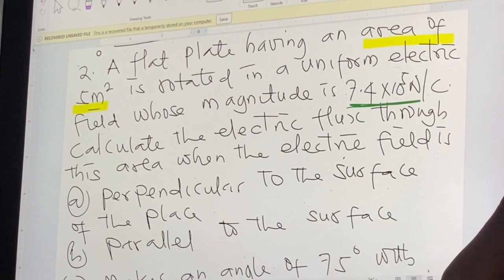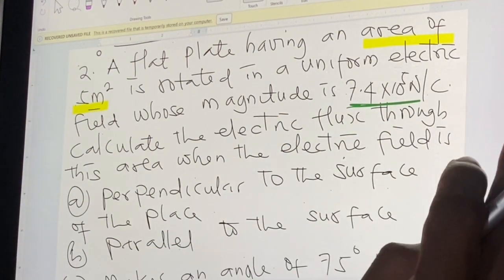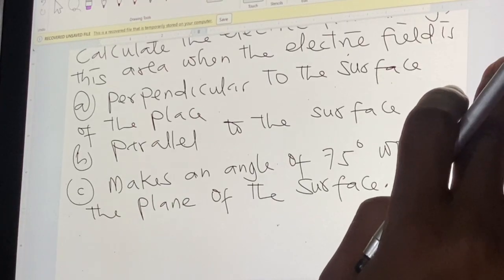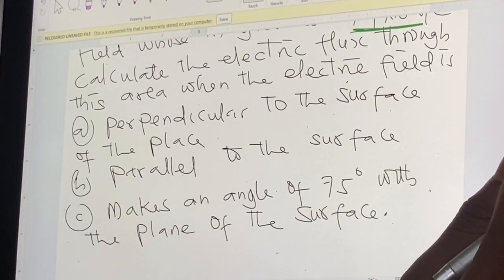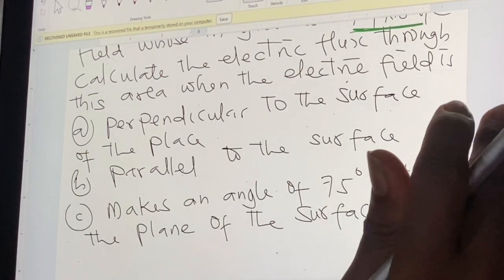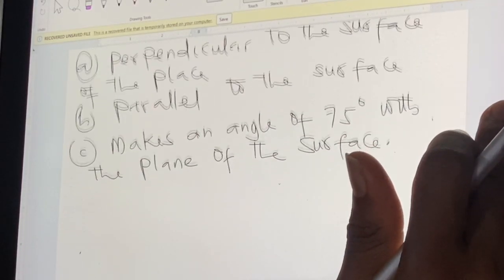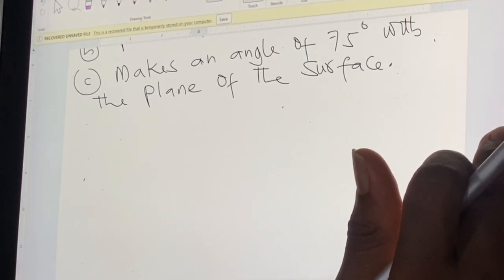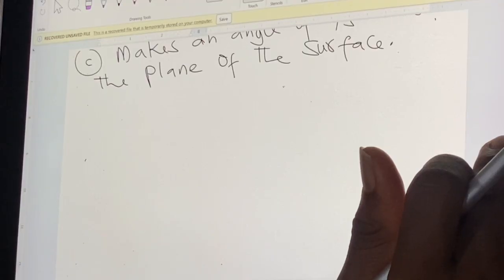Calculate the electric flux through this area when the electric field is A, perpendicular to the surface of the plane, B, parallel to the surface, C, makes an angle of 75 degrees with the plane of the surface. All right, they gave us a question and they gave us some conditions on how to solve the equation.